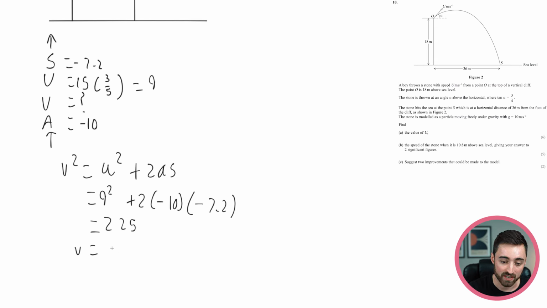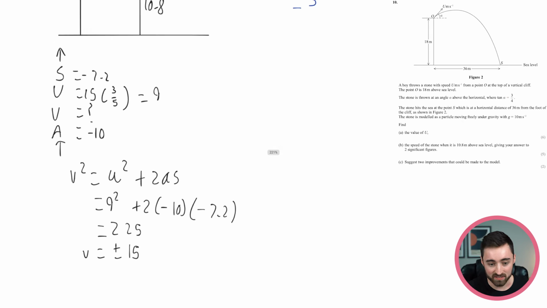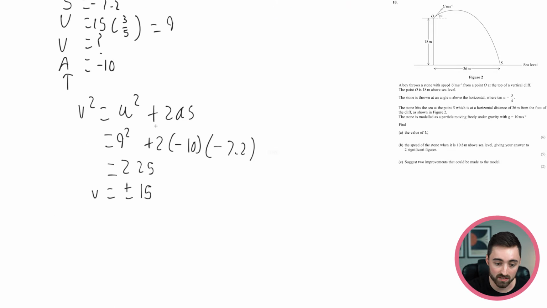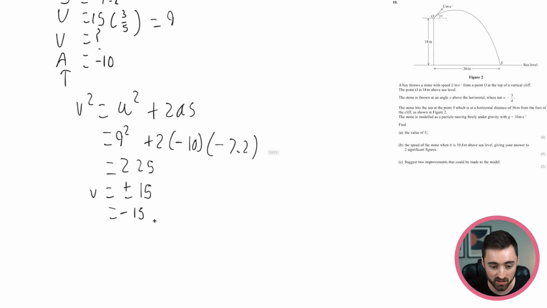So V is going to equal plus or minus the square root of 225, which is 15. Which one's relevant here? Well, think about the direction it's moving in, right? It goes up and then it's going down at this point, isn't it? So my vertical velocity is actually negative because I'm going down. So V is going to equal minus 15 here. Okay, that's not the final answer though, is it? Because I want the speed of the stone.